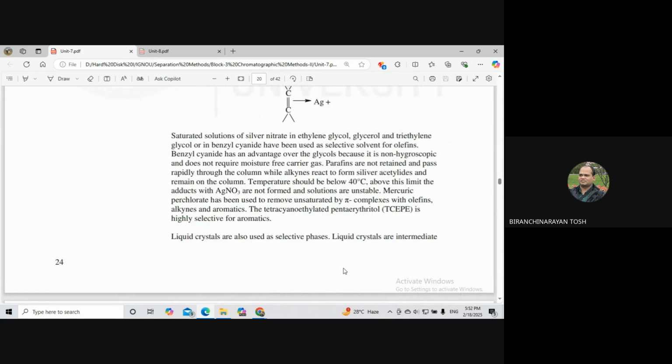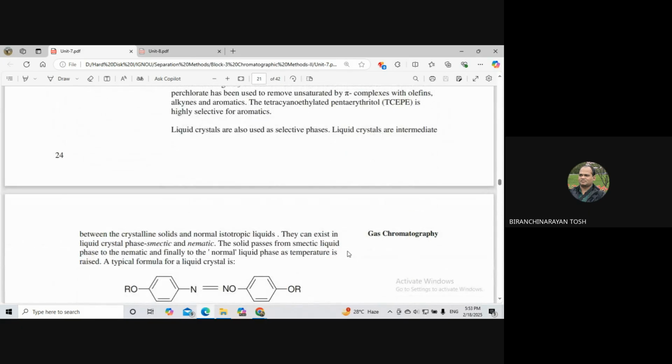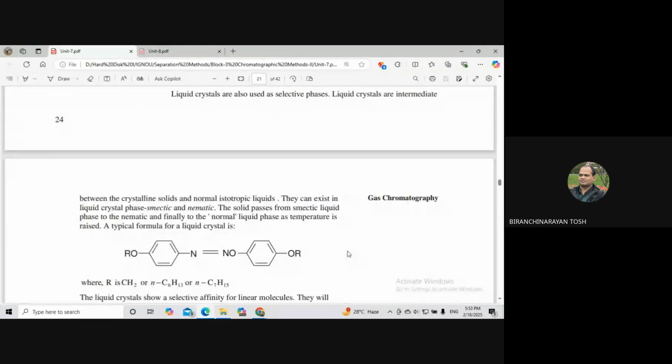Similarly, liquid crystals are also used as selective phases. Liquid crystals are intermediate between the crystalline solid and normal isotropic liquids. They can exist in liquid crystal phases, smectic and nematic. The solid phase forms the smectic liquid phase, then the nematic, and finally the normal liquid phase as temperature is raised.